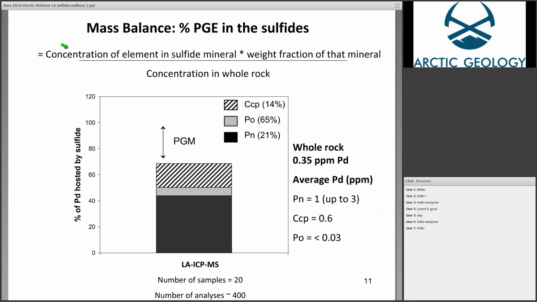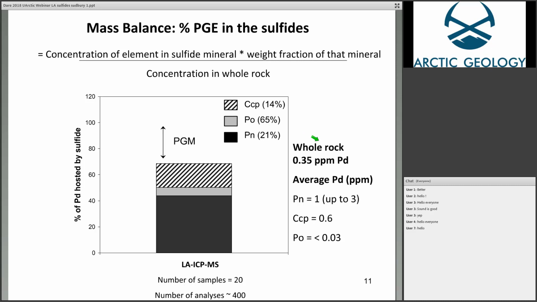So here's the actual details of how we do this mass balance. Essentially, you need the concentration of your PGE in the sulfide mineral. That's where we use the laser data. You need to multiply that by the weight fraction of your base metal sulfide. So I've given you the data here: 65% pyrite, 21% pentlandite, and you divide that by how much of your PGE is in the whole rock.